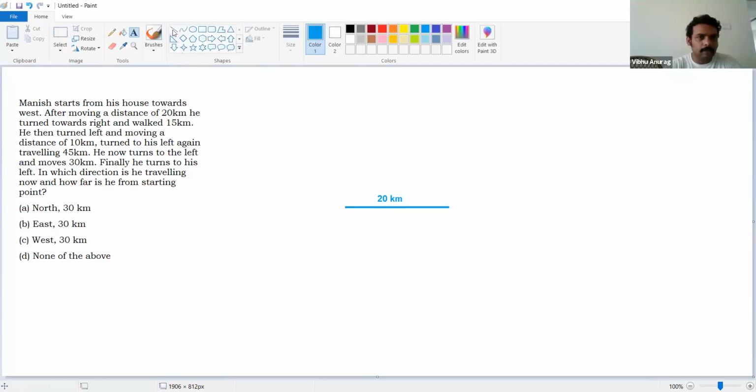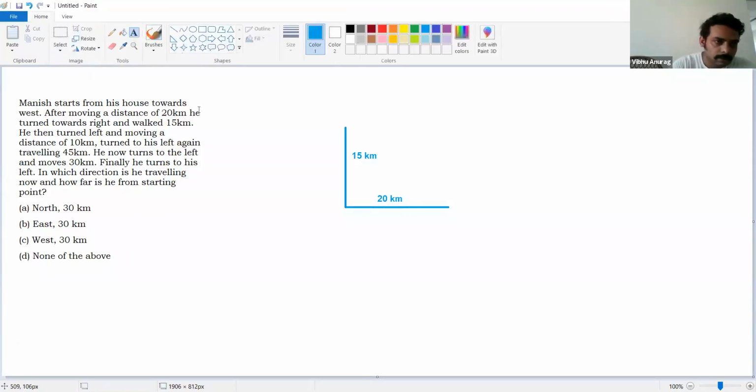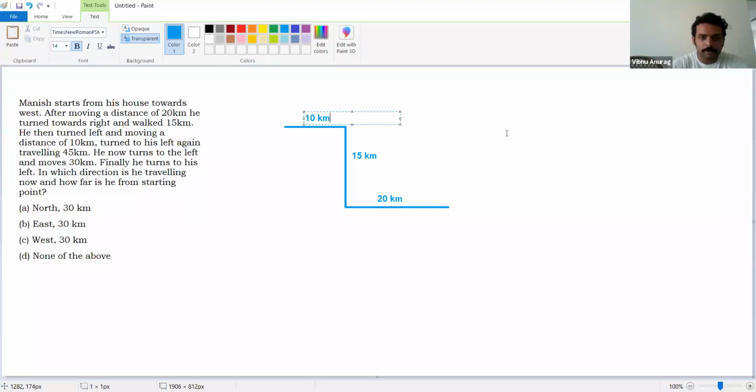He turns towards his right and walks 15. So right will be what? I'm walking towards the west. Now right, should I go up or should I go down? If I turn right, will I go up or will I go down? I'll go up. Okay, fine. So I go up and travel for 15 kilometers. Then he turned left and moved a distance of 10 kilometers. So I go towards my left. Move the distance of 10 kilometers.